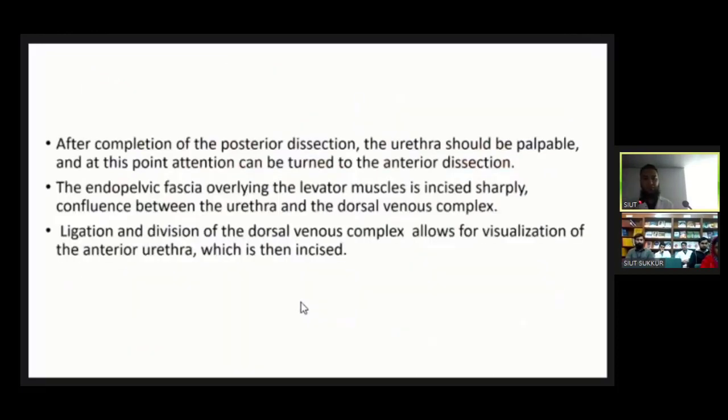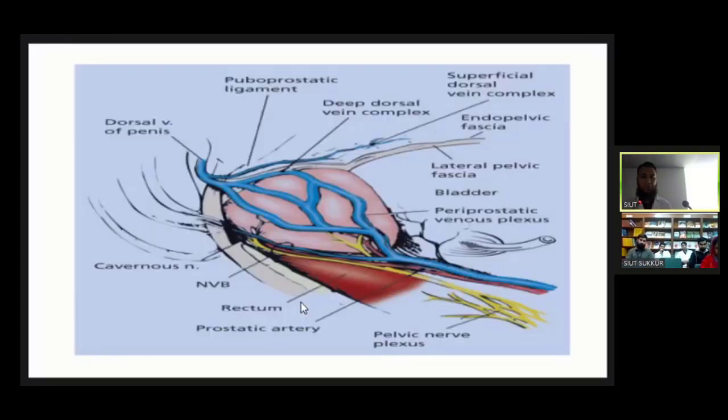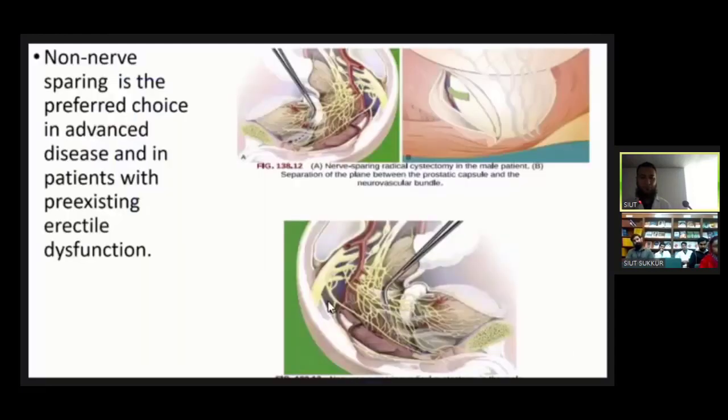After completion of the posterior dissection, the urethra should be palpable at this point, and we return to the anterior dissection. The endopelvic fascia overlying the levator muscle is incised sharply between the urethra and the dorsal venous complex, and the ligation and division of the dorsal venous complex allows visualization of the anterior urethra when it is incised. So this is the dorsal venous complex. Non-nerve sparing is the choice in advanced disease and in patients with pre-existing erectile dysfunction.